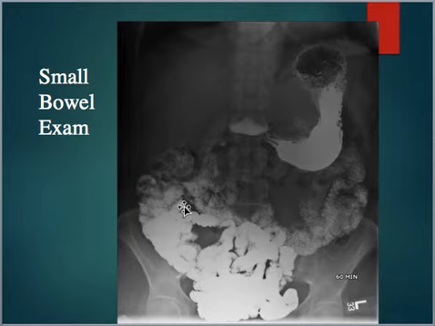Here again is a small bowel exam, so you've got stomach and then the small intestine.